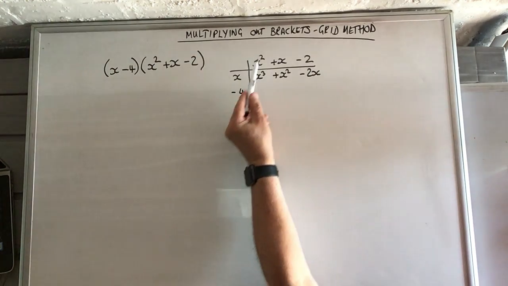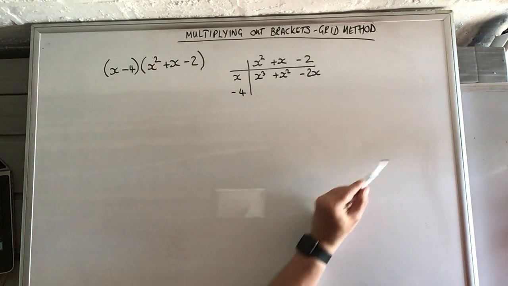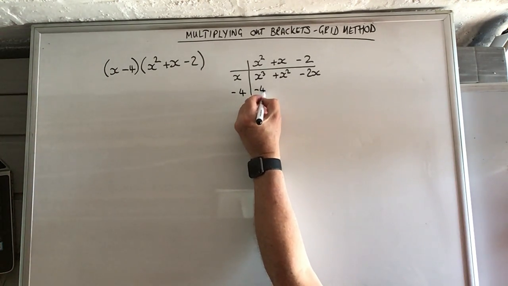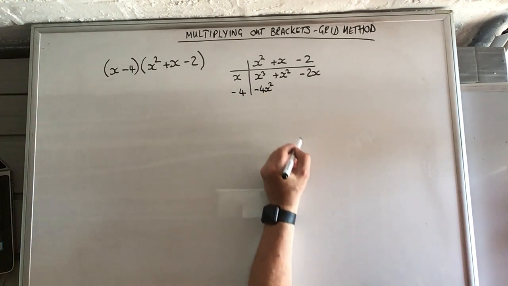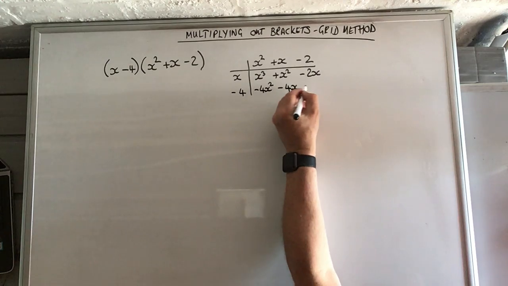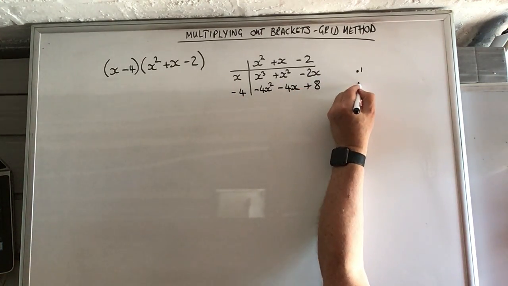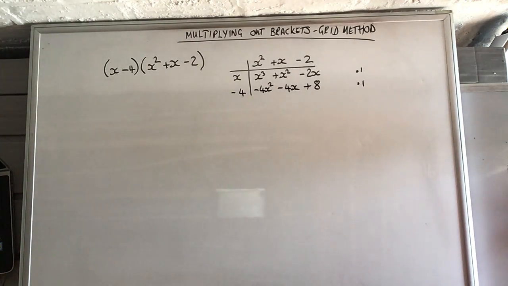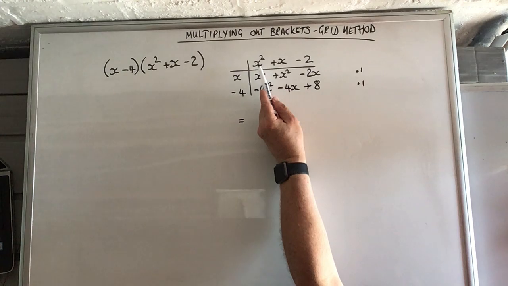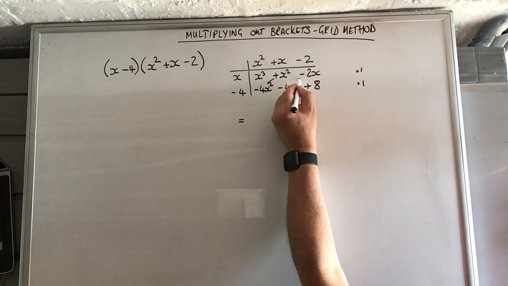Okay, that times that gives me that, times that gives me that, times that gives me that. And then negative 4 times all the top bit, so minus 4x squared, minus 4x and plus 8. Remember, as I said before, 1 mark for that, 1 mark for that in your exam, and then tidying up. Now, again, because we've got the nice order, highest powers first, working backwards, it tidies up.